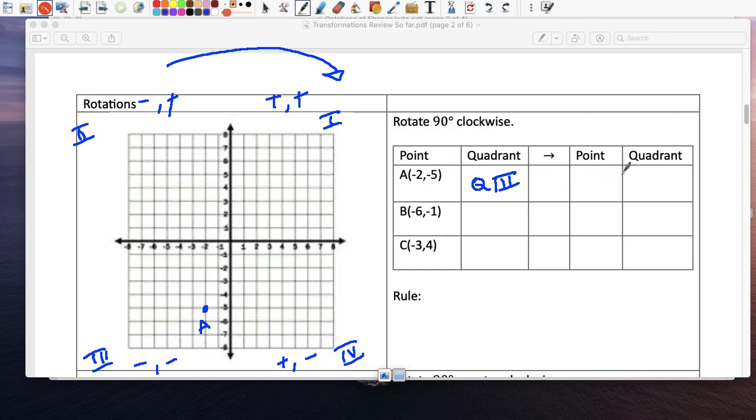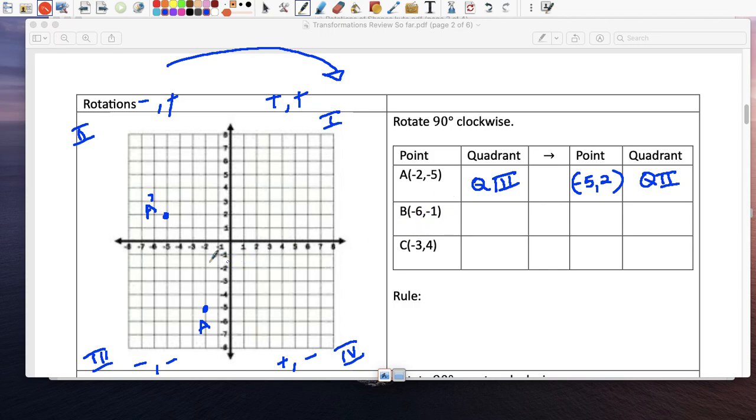-2, -5. It's going to go from quadrant 3 and land in quadrant 2. So let me just write that ahead of time. And what happens to the two numbers, -2 and -5? They switch, right? They switch once. I'm going to write them without the sign. So it becomes 5 and 2. And in quadrant 2, x is negative and y is positive, and that's my answer. So A is going to go from here to -5, 2, and this is A prime.